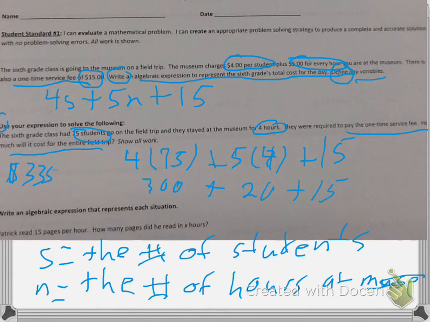So 300 plus 20 plus 15 would equal $335 would be the cost for the entire trip. Okay, that would be my cost. I'm going to circle my answer there, because that expression is a beautiful thing. It allows me to plug my values in for my variables and solve away. So that's the first part of student standard number 1.